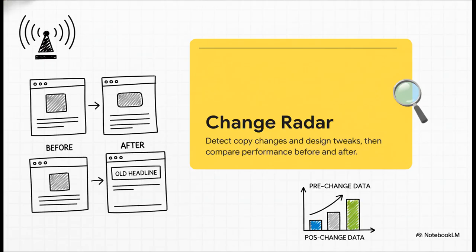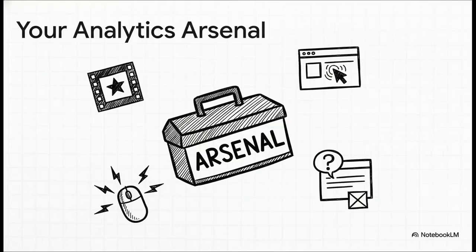Then you've got Change Radar. This superpower automatically flags anytime something on your site changes. Maybe a headline gets tweaked or a button gets moved, and then it instantly shows you the performance before and after that change. It completely removes the guesswork about whether your updates are actually helping or hurting. And the arsenal just keeps going.